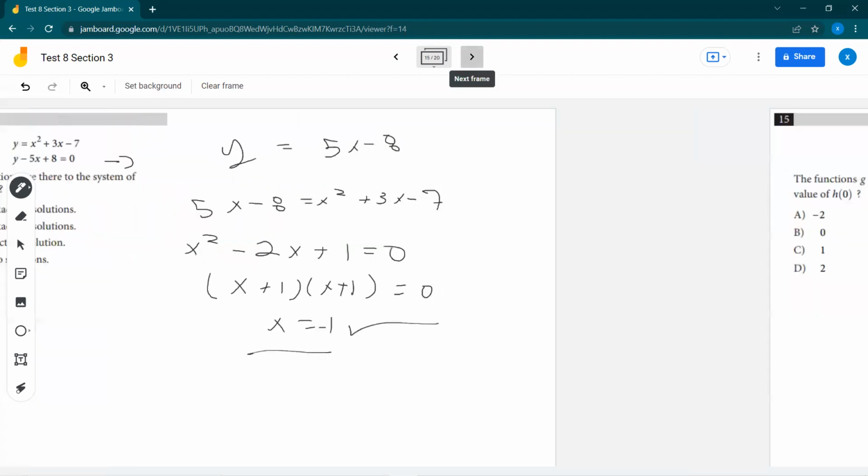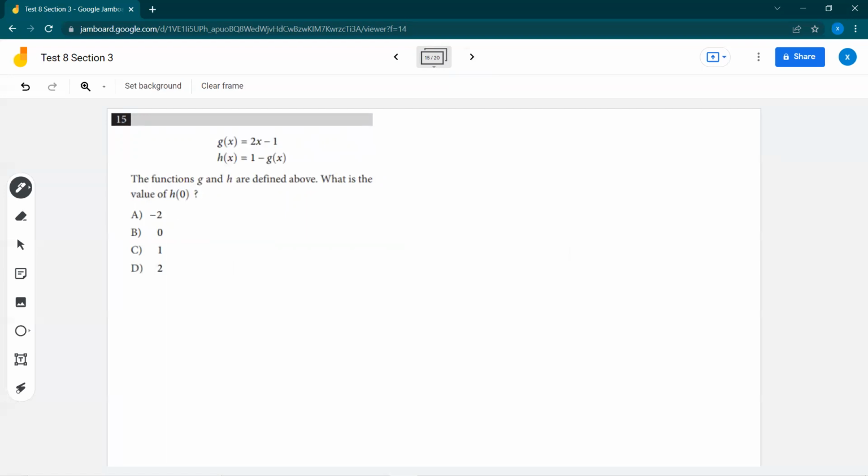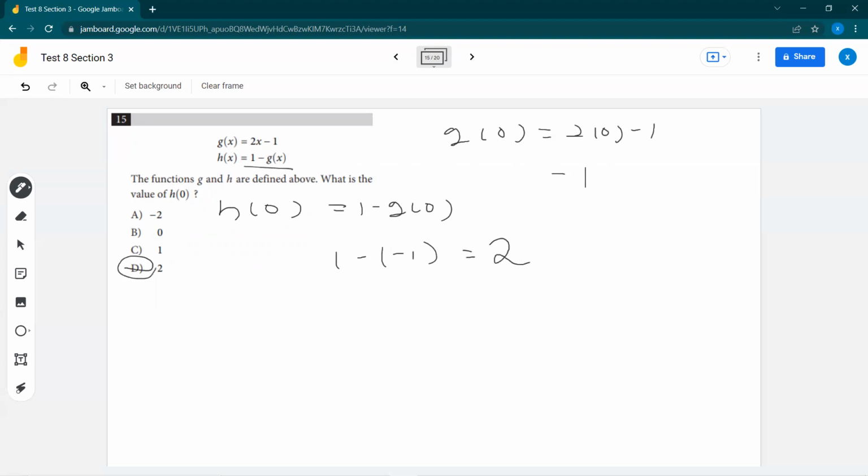Okay, let's move to the next question. Functions are defined above. What is the value of h of 0? Well, h of 0 simply equals 1 minus g of 0. Now all we have to do is find g of 0. g of 0 equals 2 times 0 minus 1, which is -1. So we have 1 minus a -1. That's 2. Simple enough, just following the rule here.